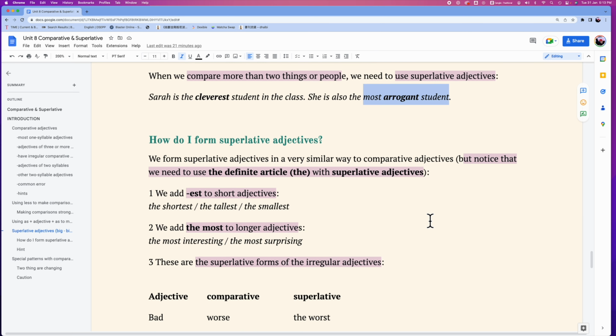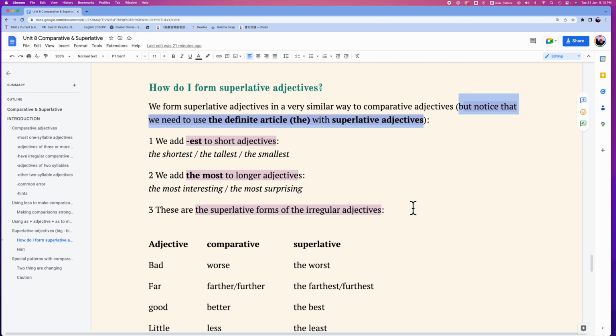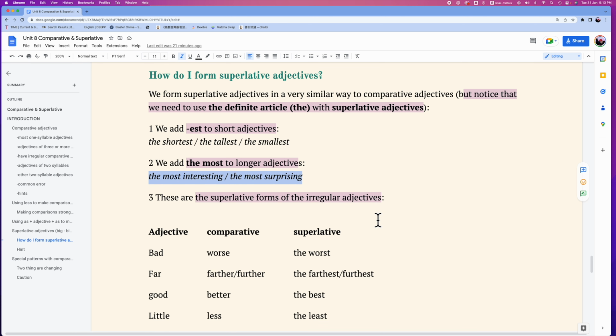The superlative form is formed in a similar way to the comparative form, but with the definite article, the, preceding the superlative adjective. There are three ways to form superlative adjectives. First, adding -est to short adjectives, such as the shortest, the tallest, and the smallest. Second, adding the most to longer adjectives, such as the most interesting and the most surprising.